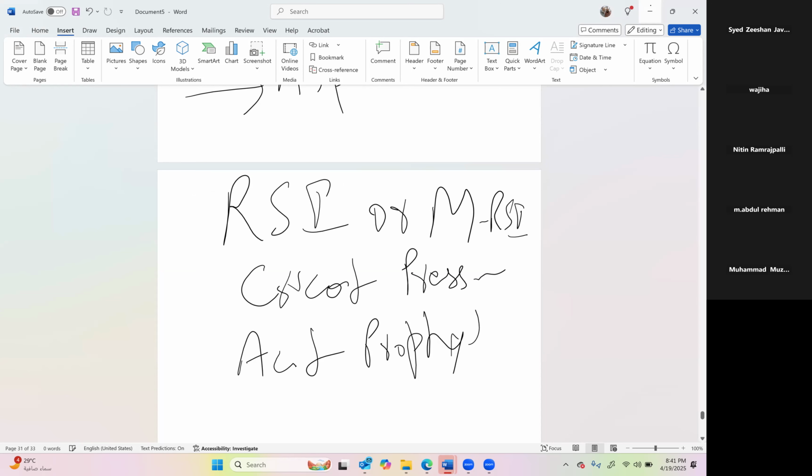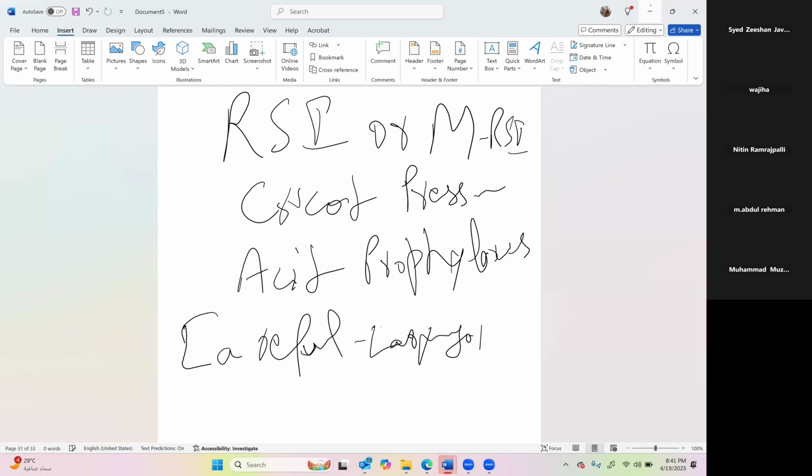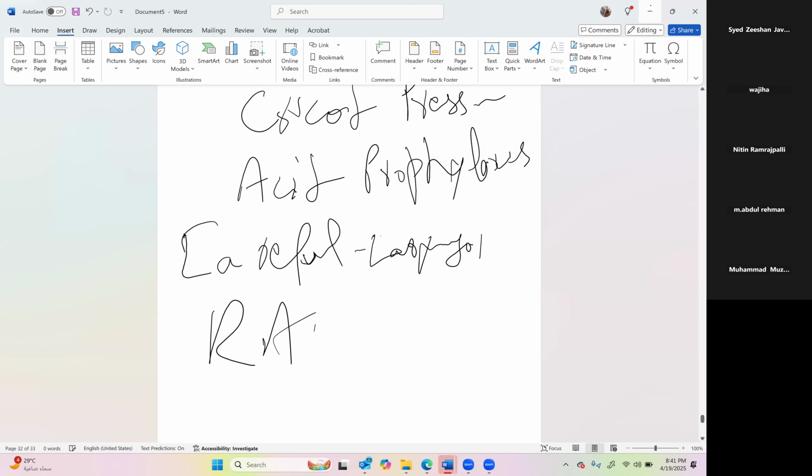And if there is engorgement of the airway, we use a tube of lesser number, smaller size, and we use careful laryngoscopy. And we do the RAMP position. RAMP means rapid airway management position.